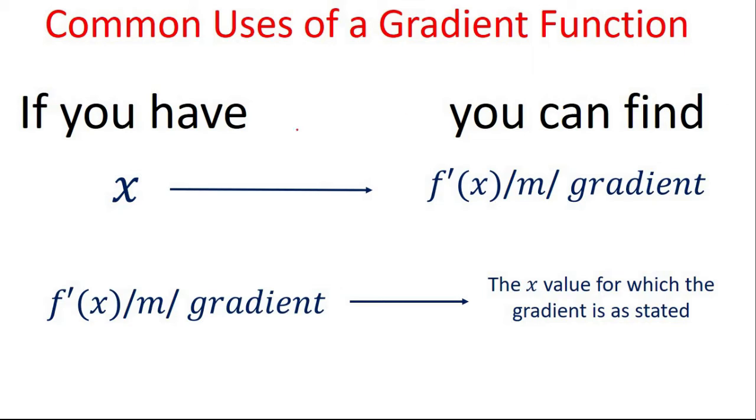So the cool thing about the gradient function is if you have x, you can find the gradient. The gradient can be the word gradient. M means the same thing, gradient. F dash x, when it equals a number, that's the gradient. Or if you have the gradient, you can find the x value for which the gradient is such, right? So let's look at the first easy one.